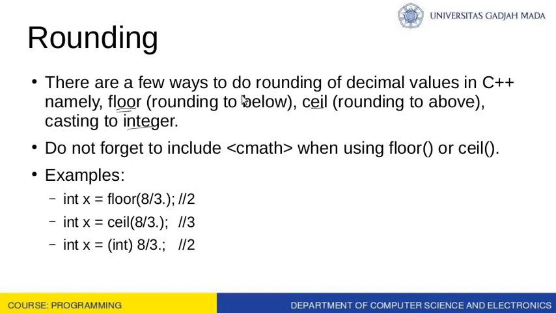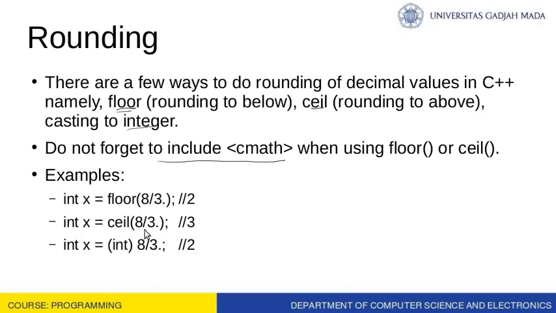In my opinion, it is better to use floor or ceil rather than casting to another data type. But if you use floor, it will be directly converted into an integer. You must not forget to include this. If you use floor and ceil, you use cmath, so you have to include cmath in your program.